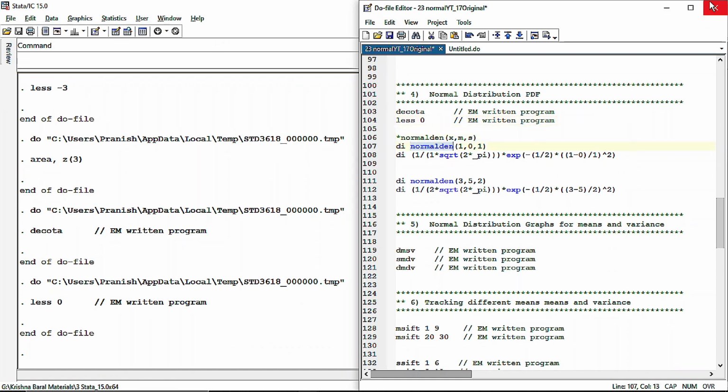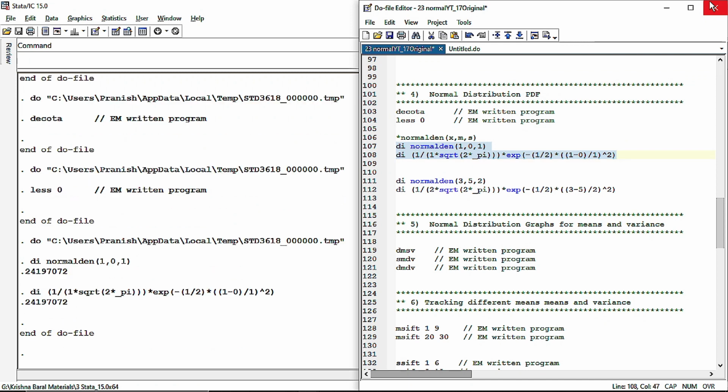Normalden is the Stata function to calculate the PDF of a normal distribution for X, the mean value and its standard deviation. And this is our generic formula: 1 divided by standard deviation times the square root of 2 pi, times e to the power -1/2 times (x minus m divided by standard deviation sigma) squared. Both of them should yield the same result. It is 24%, and both of them give the same result.